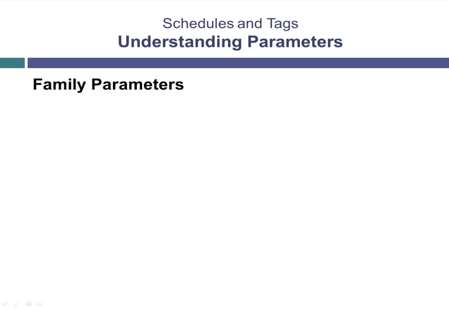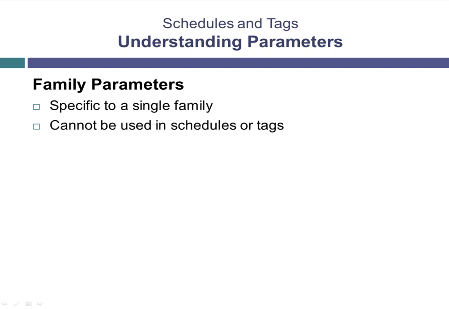Family parameters are specific to a single family file. They can only be created in the family editor. Information stored in family parameters can be used in the family editor as well as in a project. However, family parameters cannot be used in schedules or tags.